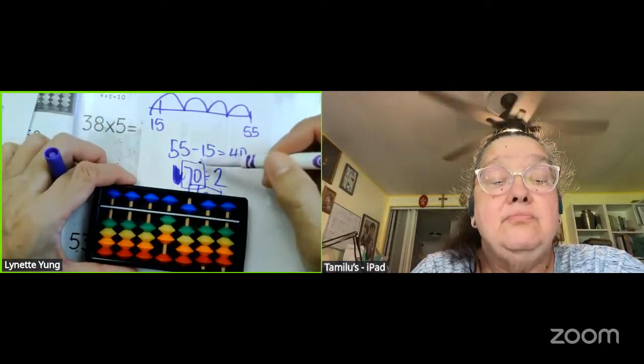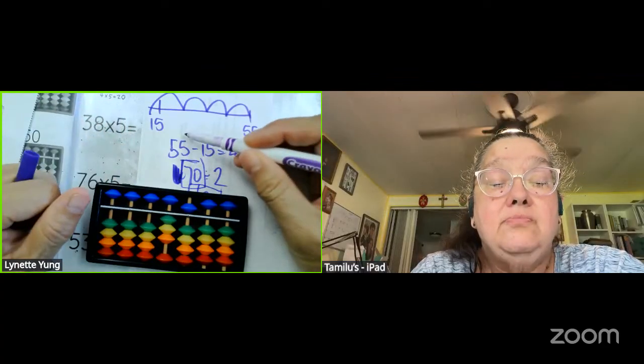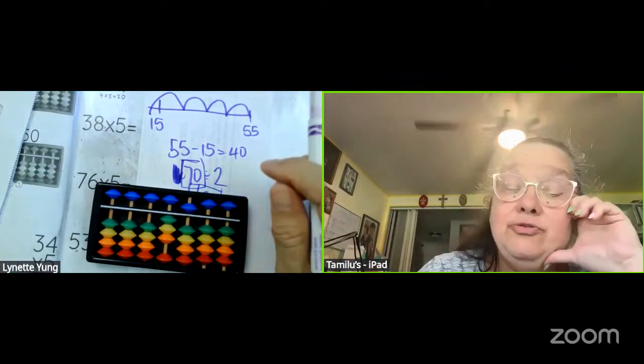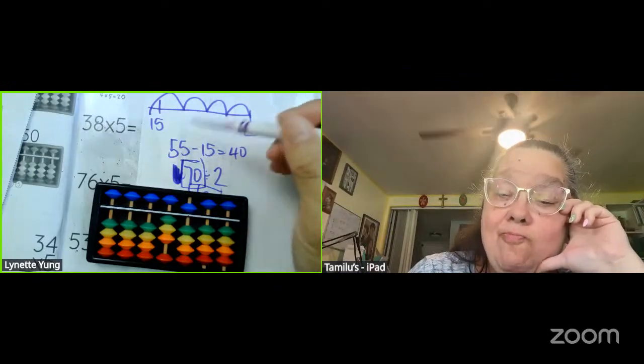But yeah, going higher than 70 is not the middle of 55. No, you've got to subtract. You have to find the difference between the two.